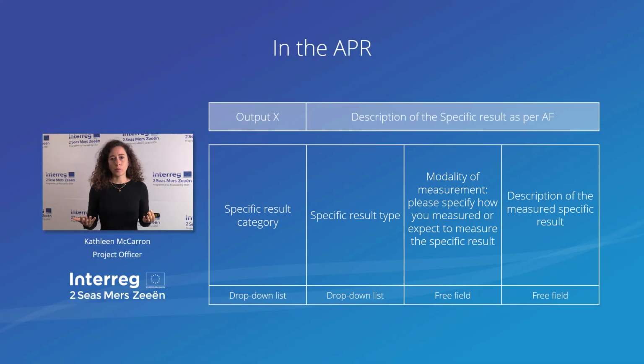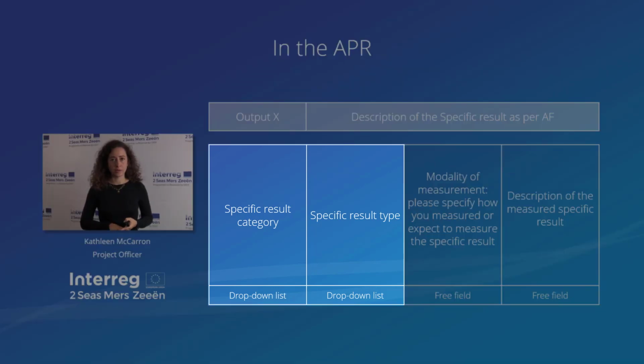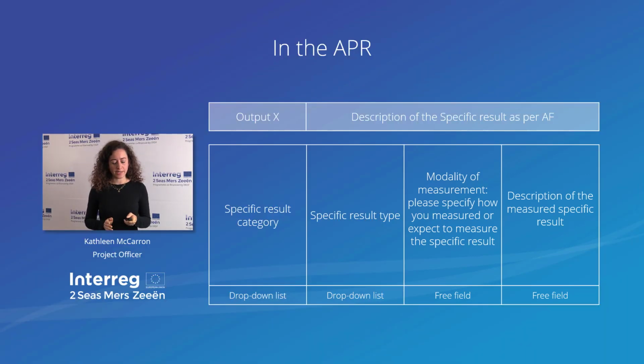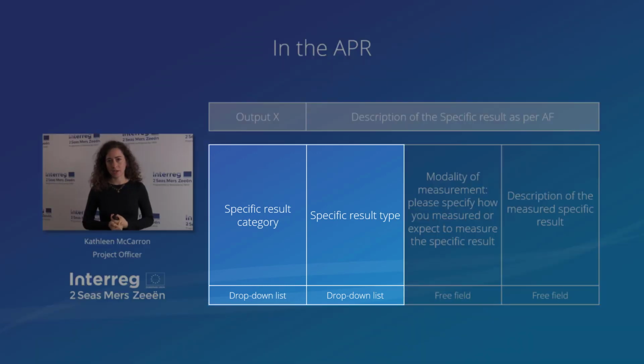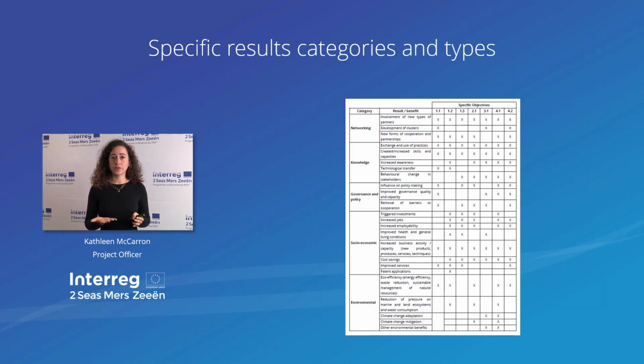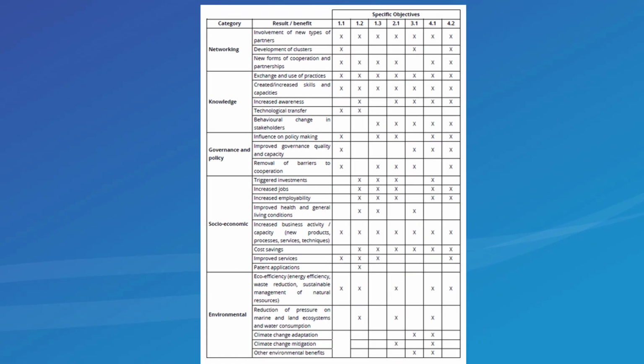So you have basically 4 boxes, and the first 2 are a drop-down list, and the last two are free text. We'll go into detail into these boxes. So the first one, you need to choose a specific result category and type. As I said, you can add different results, and you need to associate these specific results to a category and a type that have been identified by the program. And this will help you to aggregate all the data from all our different projects. So you have 5 different categories, and for each category, specific types.